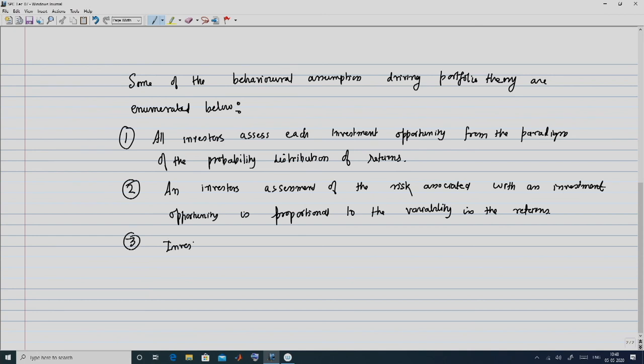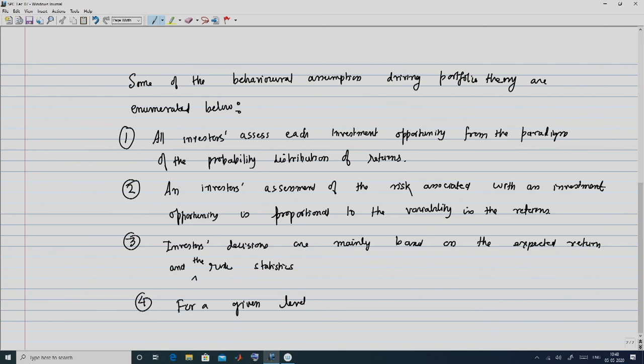Thirdly, investors' decisions are mainly based on the expected return and risk statistics. And four, for a given level of risk, the investors prefer higher return to lower returns. So, let me explain this one by one. So, let us look at point number 1.